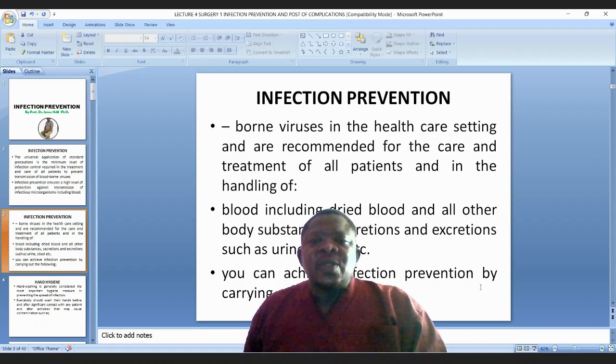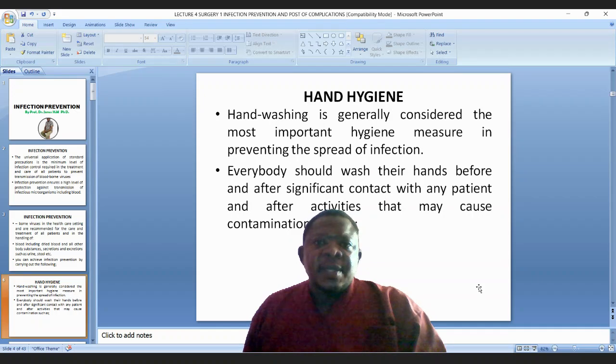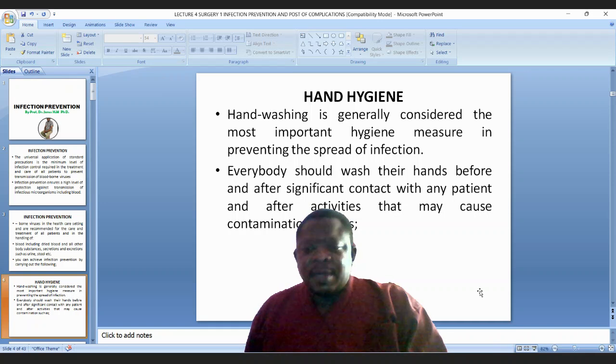So you can also achieve infection prevention by carrying out activities like hand washing. Okay, hand washing is generally considered the most important hygiene measure in preventing spread of infection. You can also prevent infection through hand washing if everybody washes their hands before and after significant contact with any patient and after activities that may cause contamination.